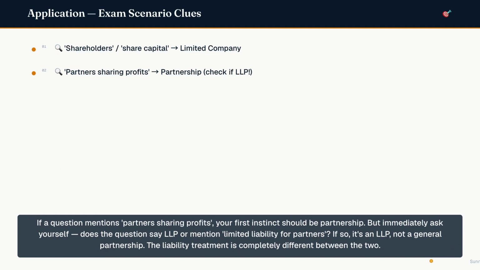If a question mentions partners sharing profits, your first instinct should be partnership. But immediately ask yourself, does the question say LLP or mention limited liability for partners? If so, it's an LLP, not a general partnership. The liability treatment is completely different between the two.